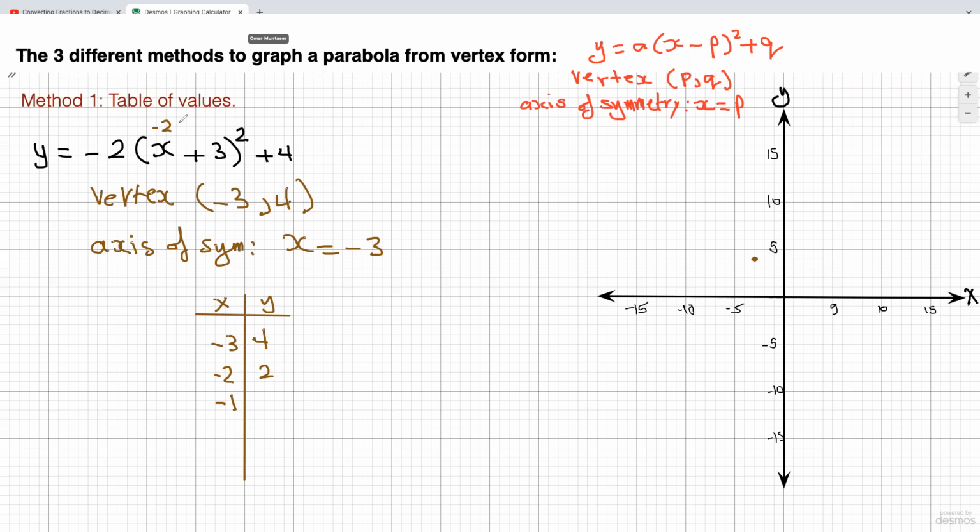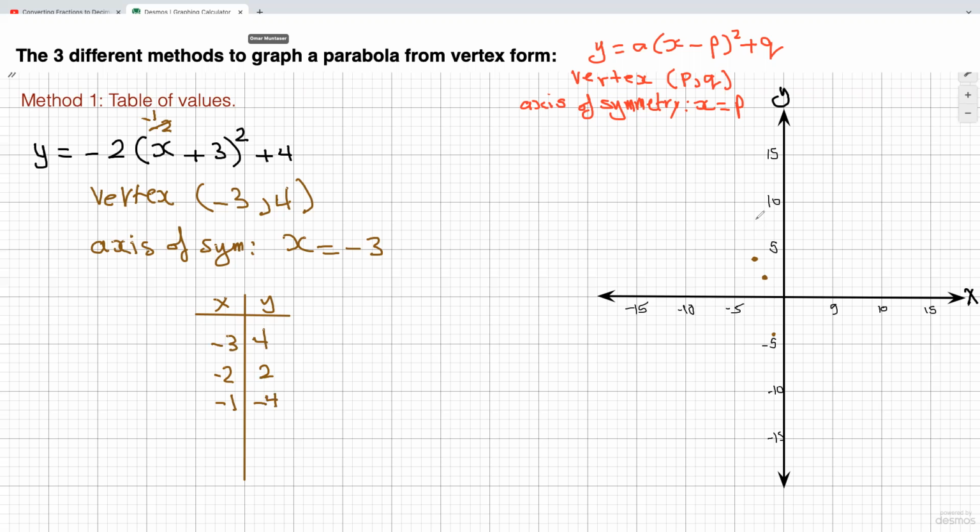And then you try the -1 as well. So -1, you put it in here. -1 plus 3 is 2. 2 squared is 4. 4 times -2 is -8. -8 plus 4 is -4. Okay. Now you go and plot these points. So -2 from here, you count from the origin. So -2 for the x and 2 for the y. So it's right here. And then it's -1 and -4. So -1 and -4 is right here.